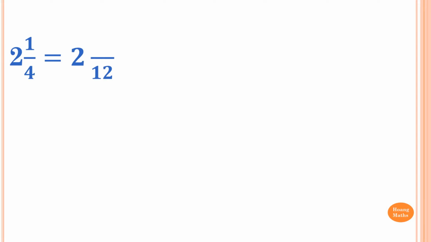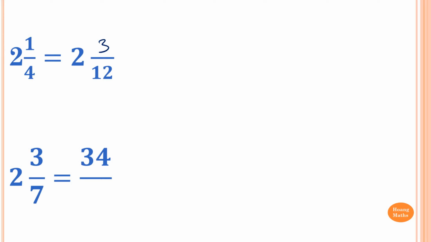Two and a quarter is equal to 2 and something over 12. So first of all, this 2 is the same. This 4 here, to go from 4 to 12, I times this by 3, because 3 times 4 is 12. So this is times by 3 as well. So 1 times 3 is 3. 2 and a quarter is equal to 2 and 3 over 12.